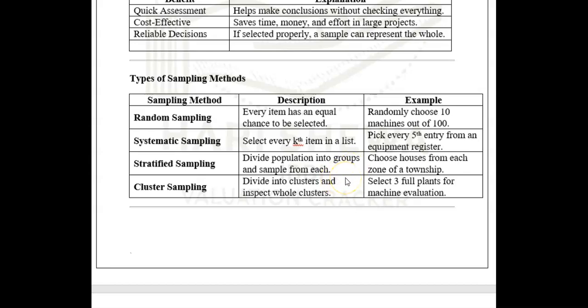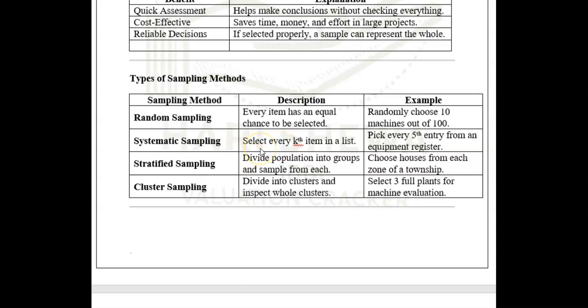Random sampling. In random sampling, every item has an equal chance of being selected. In this method, you randomly choose 10 machines out of 100. If you have more than 100 machines, to select a sample you select 10 randomly as per your wish.